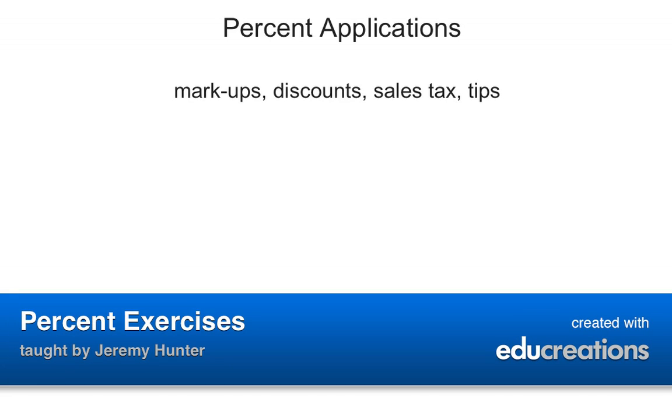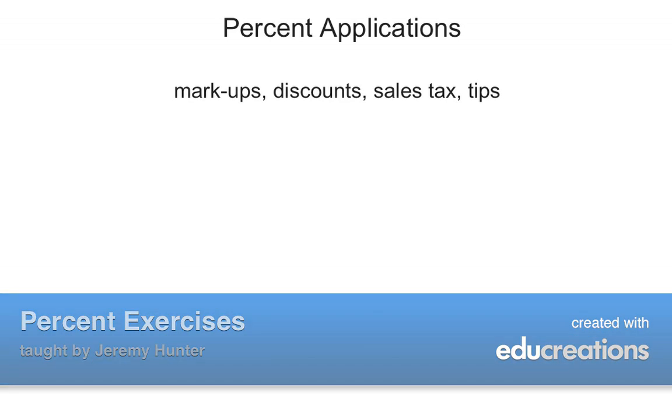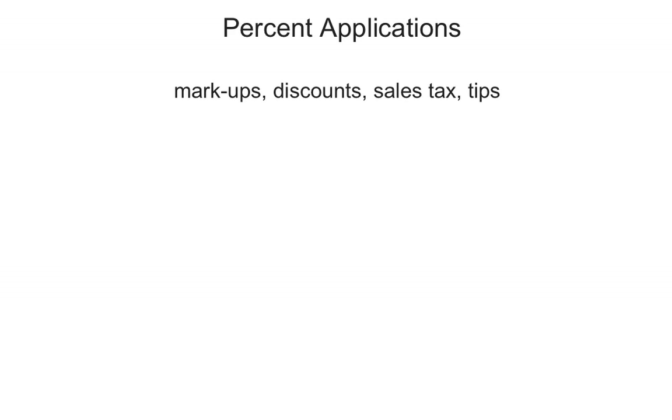Hey guys, today's lesson is on percent applications. Still sticking with all the percent rules that we've been talking about. Percent of change is kind of like percent of increase and percent of decrease, except now we're applying it to certain situations. We're going to be talking about today 4 different types of problems. Markups, discounts, sales tax, and tips.